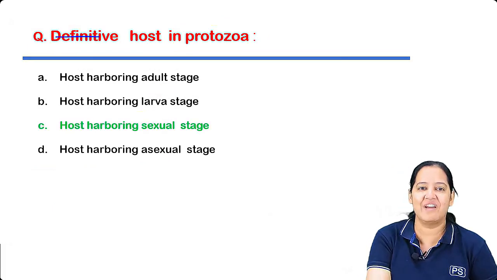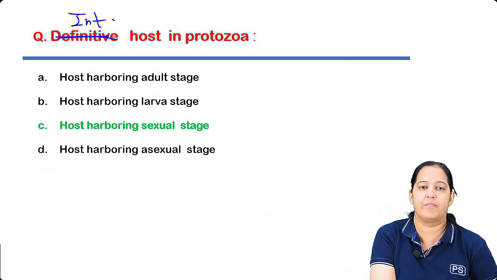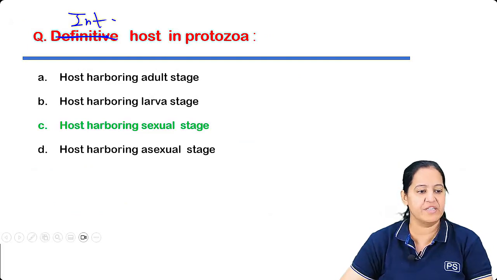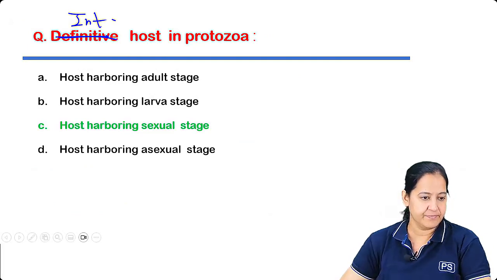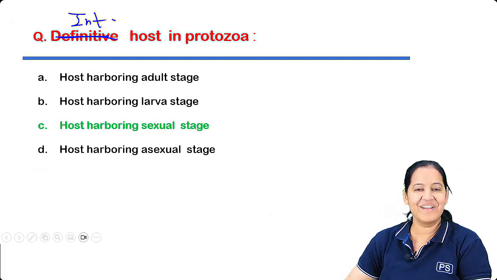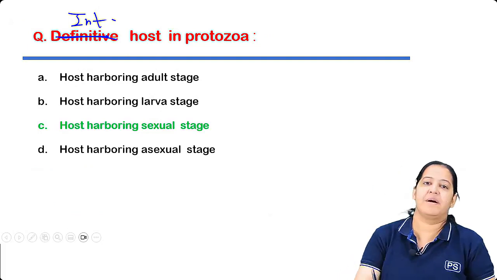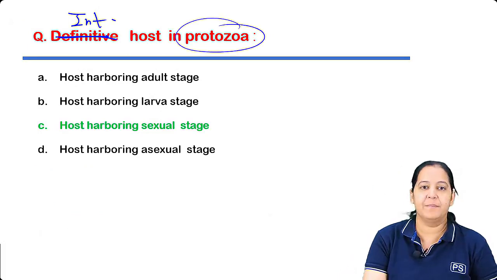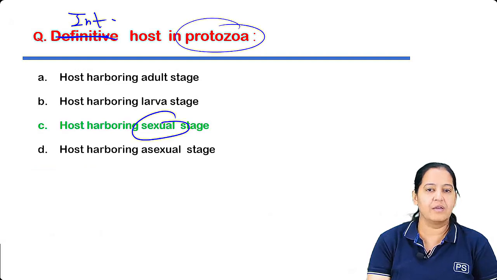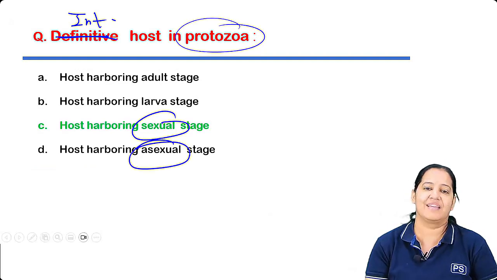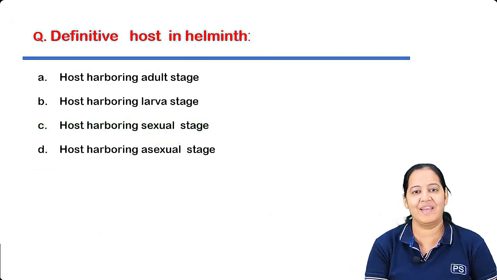If I change definitive to intermediate in this same question, what is your answer now? For protozoa only I'm asking, but I'm asking intermediate. So now you said sexual before; you will say asexual in that case. Very good. Yes, in that case you will say asexual.